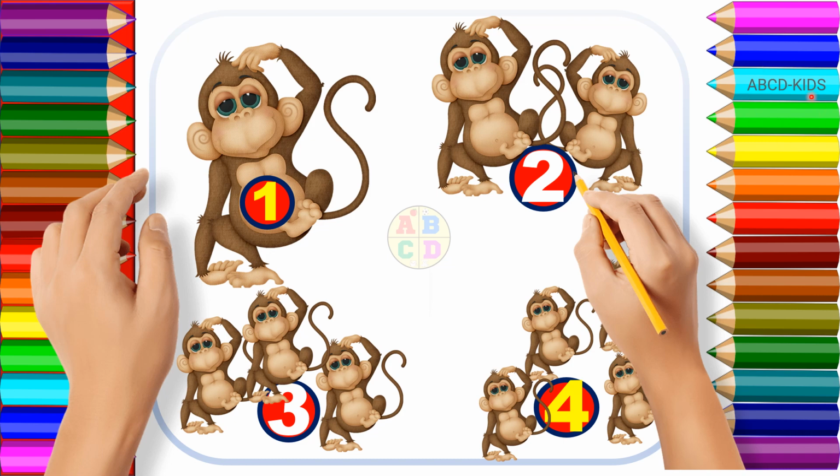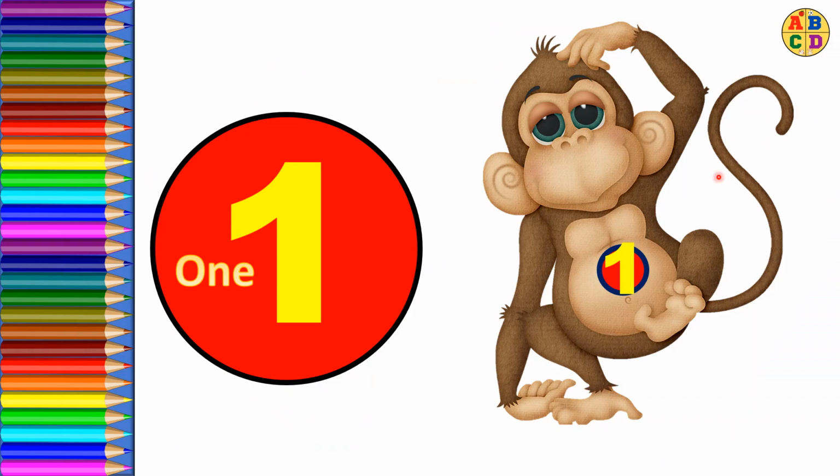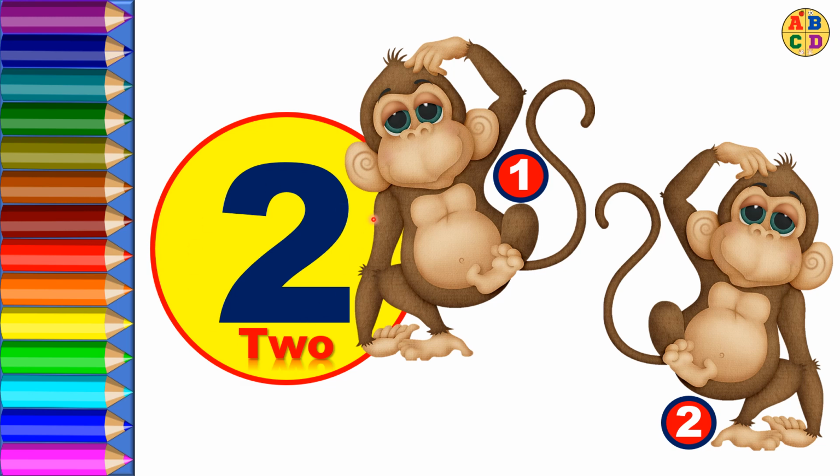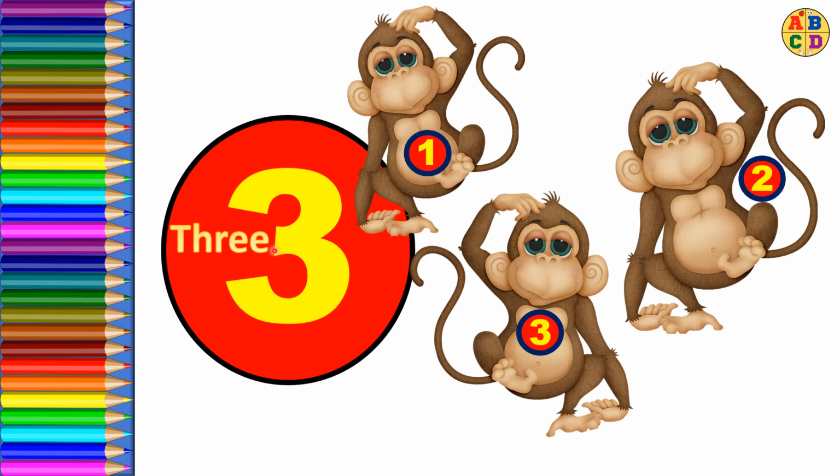Let's start. 1. One monkey. One monkey. 2. One, two. Two monkeys. 3. One, two, three. Three monkeys.